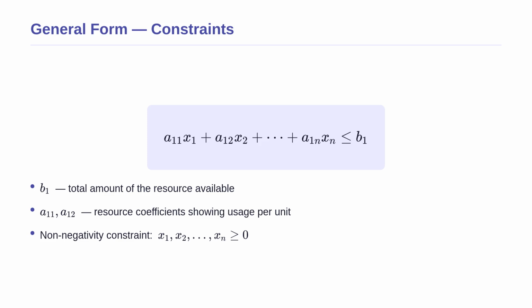After defining our main goal, we must define the mathematical limits we face. This inequality represents a single constraint, such as a strict limit on available wood in a factory. The symbol B1 represents the total amount of the resource available to us. The symbols A11 and A12 are the resource coefficients, which tell us exactly how much of that resource is consumed by producing one unit. Finally, we have the non-negativity constraint. This simply ensures our mathematical model makes sense in the real world, because you cannot manufacture a negative number of physical items.